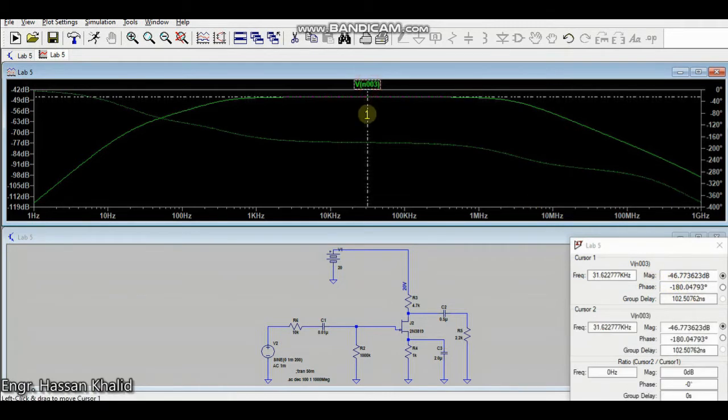Okay, then by using cursor number 2 and keeping cursor number 1 at exactly 180-degree phase difference, move cursor 2 in such a way that the decibel difference is about minus 3 dB. That is the point where we will get the low frequency value of our system. So this is 3.08. Let's tune it further. It's now 3.06. Okay, fine.